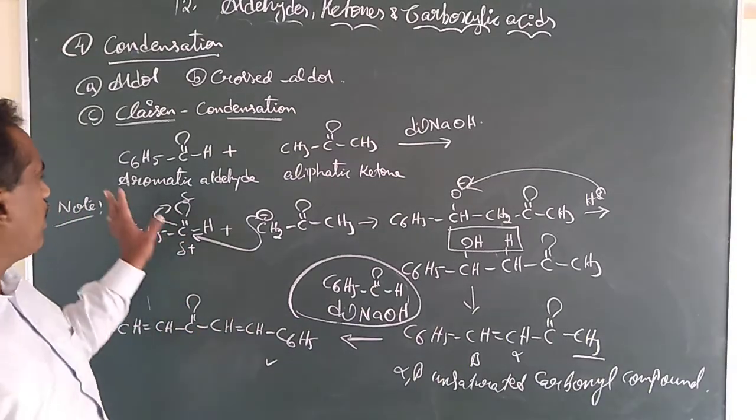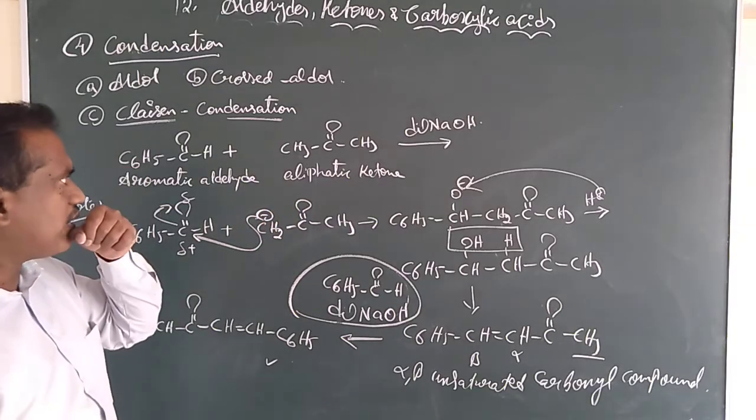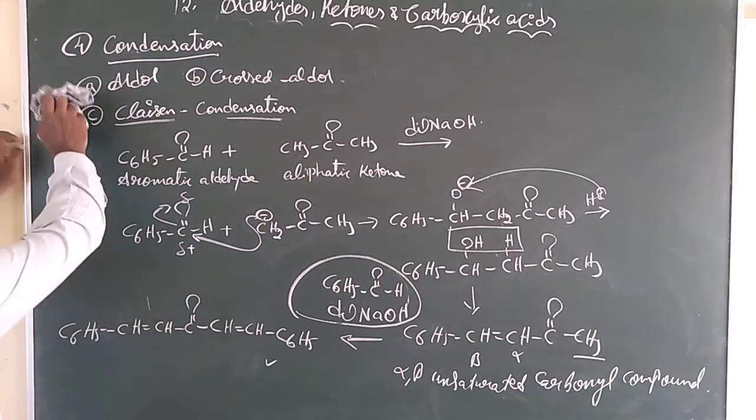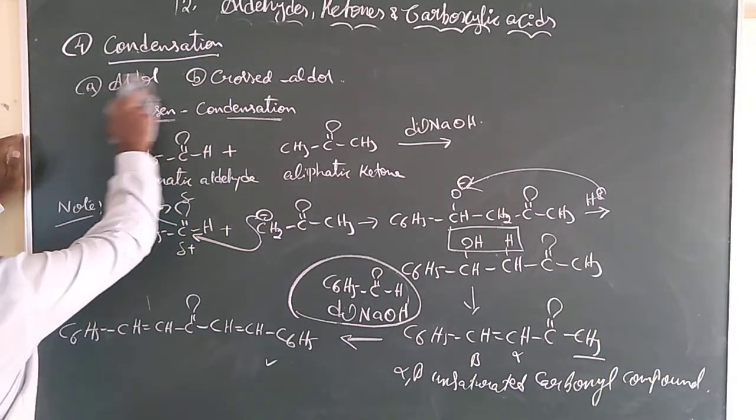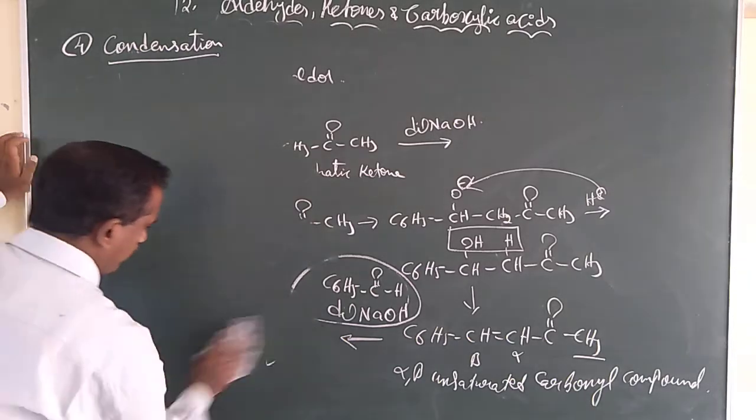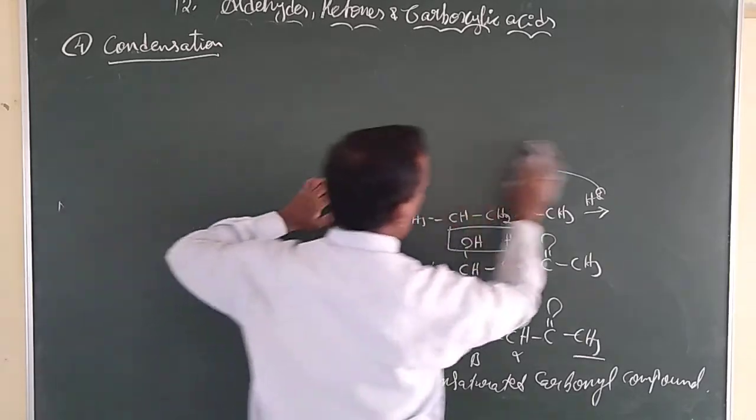You just remember: an aromatic aldehyde reacting with an aliphatic ketone, what is the reaction we call? Claisen condensation reaction. So other than aldol, we got this one. Let's go for one more.